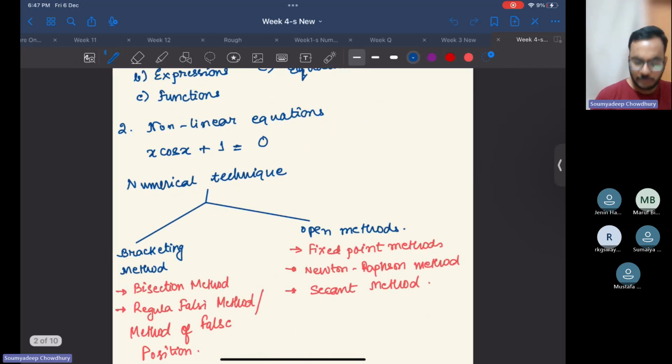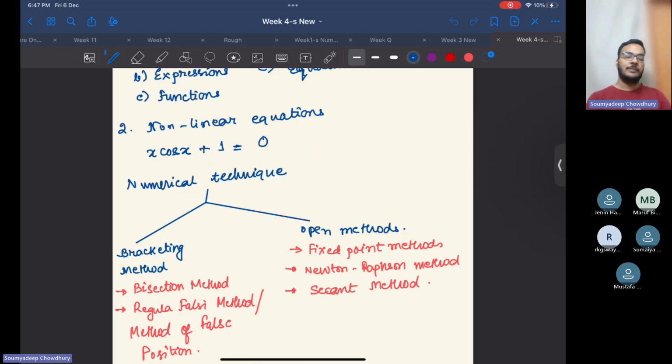In order to solve these nonlinear equations, we don't have any standard analytical techniques, unlike the linear equations. Here we have to take help of nonlinear numerical methods or numerical techniques. There are basically two classes of numerical techniques to solve these nonlinear equations. The first one is the bracketing method, and the second one is the open methods.